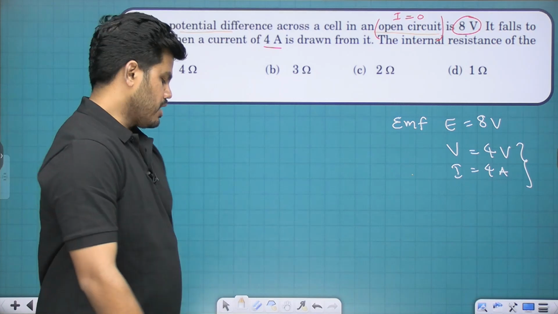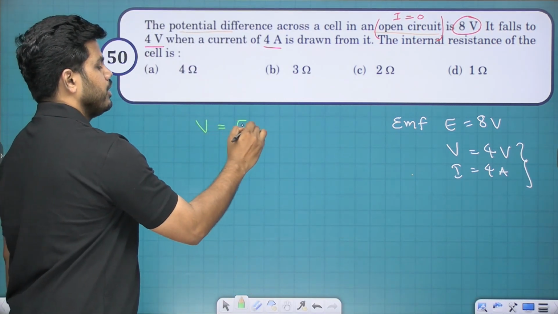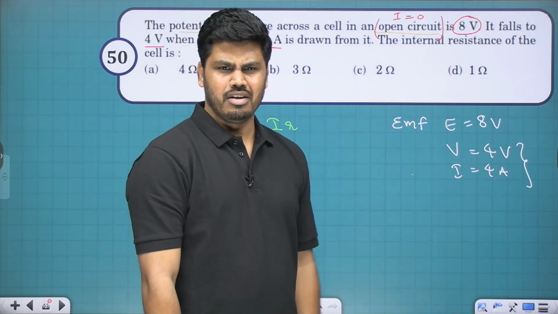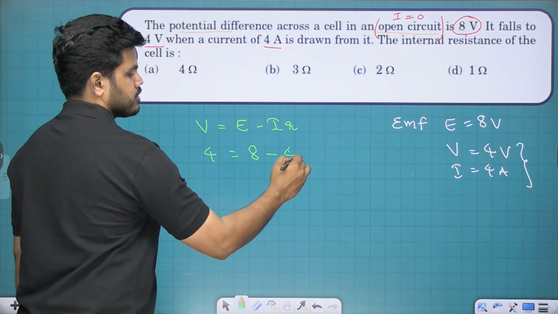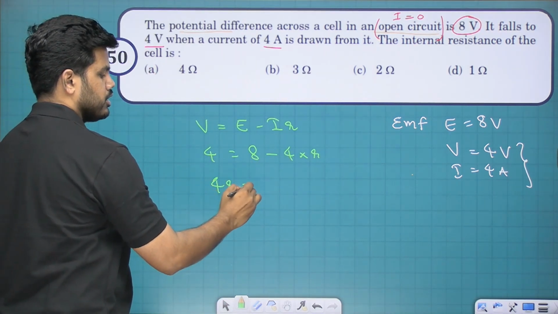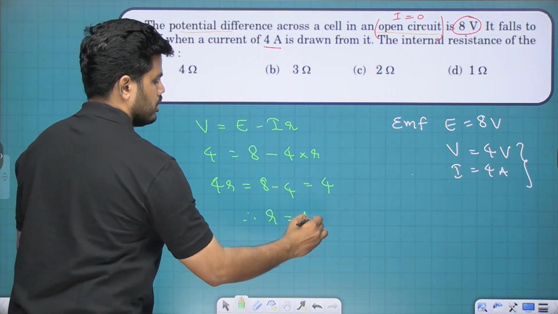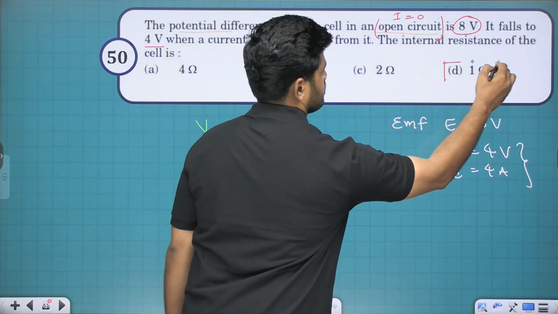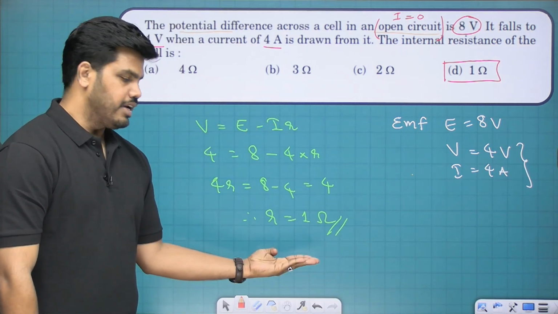You are asked to find the internal resistance. You are given all other values. Easily we can find it from the equation V is equal to E minus IR. Apart from R, all other values are given. You have to find R. V is 4, so 4 is equal to 8 minus 4 into R. So 4R is going to be 8 minus 4, which is 4 only. Therefore, R is equal to 1 ohm. That was a direct question. Just substitute the values of E, V and I. You can easily get the correct answer.